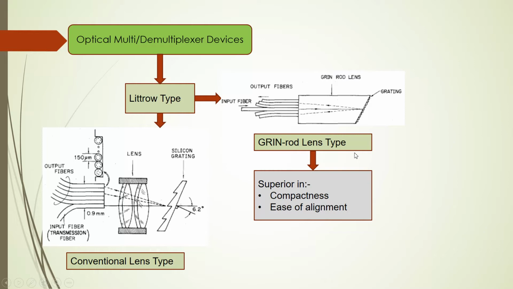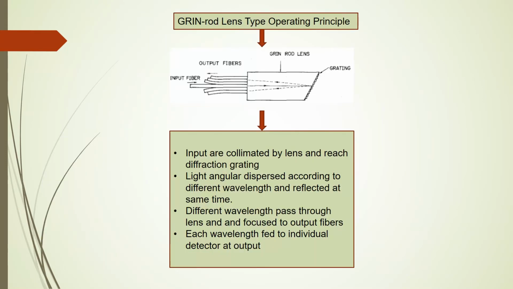And from what I can see, the graded-index rod lens type is superior to the conventional lens type in compactness and ease of alignment. And here we discuss more on the graded-index rod lens type, and this is the figure here.